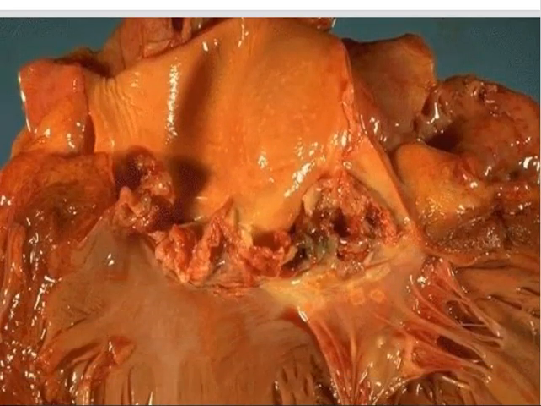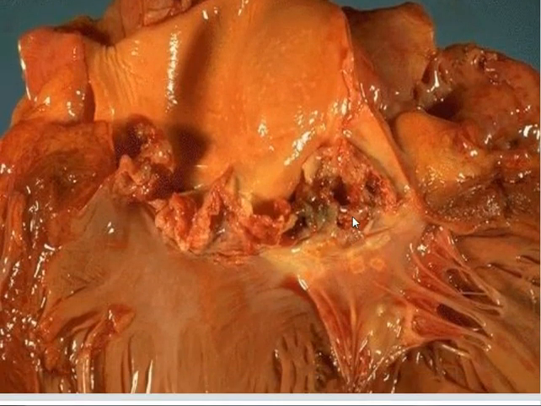This is the gross appearance of the vegetation seen at the site of the valve. This is vegetation composed of fibrin and necrotic material, bloody clot, and fibrinous material.